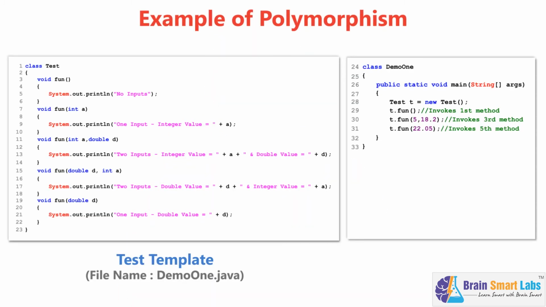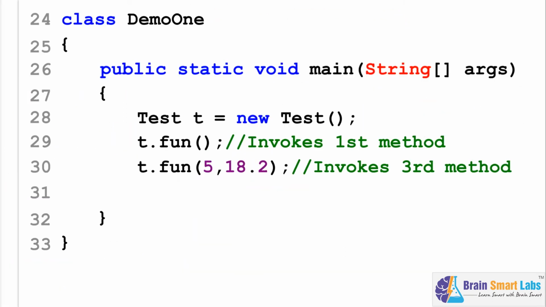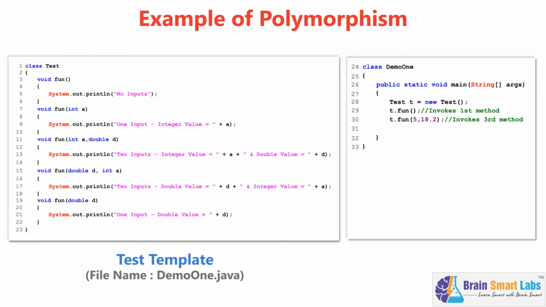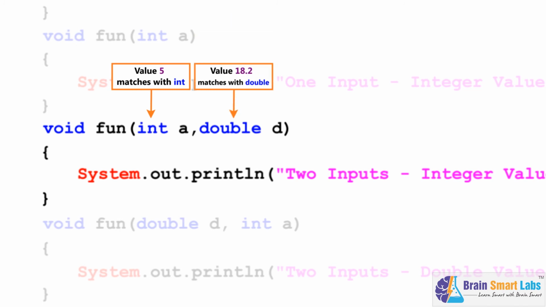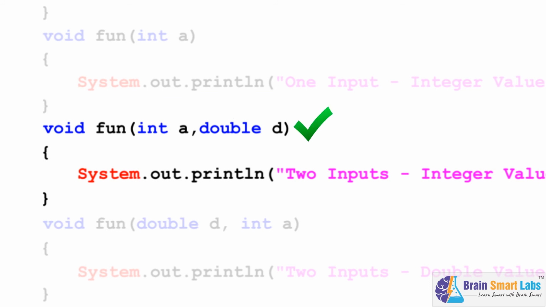Now let us see more about overloading, shall we? Yes! In our demo code, the method invocation which invoked the third method, as you can notice, the first input what we passed is an integer literal 5 and the second input what we passed is a double precision floating point value 18.2. The above fun method invocation triggered only the third method because value 5 matches with the first parameter of type int and value 18.2 matches with the second parameter of type double. This dictated the JVM to execute only the third method whose fate was decided during the compilation of the program.